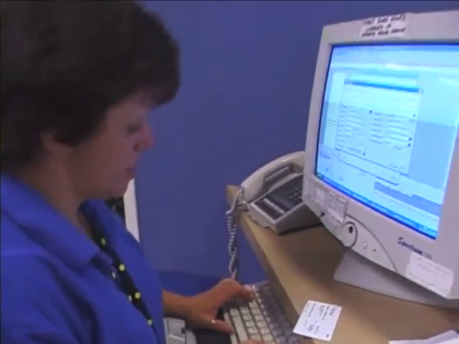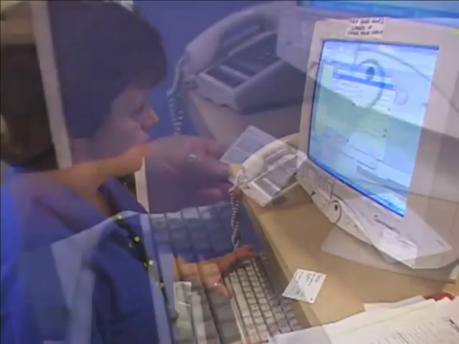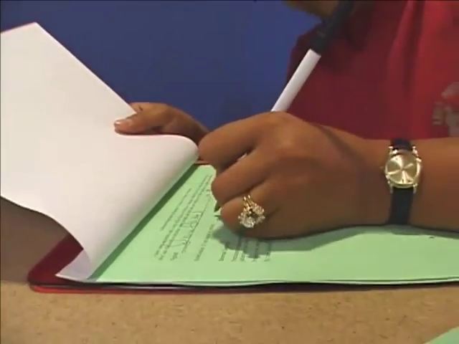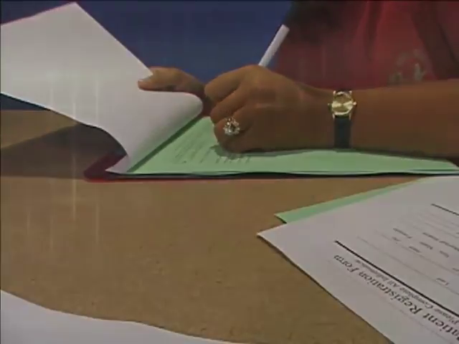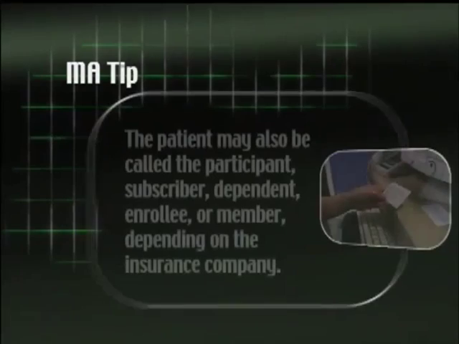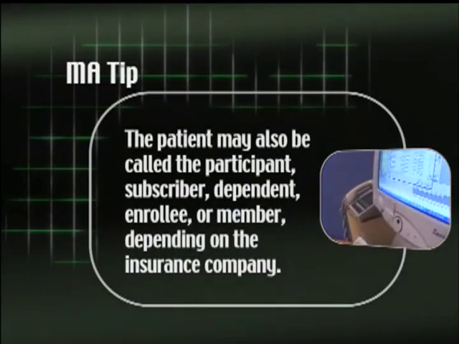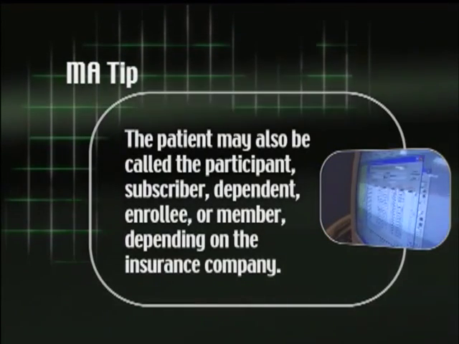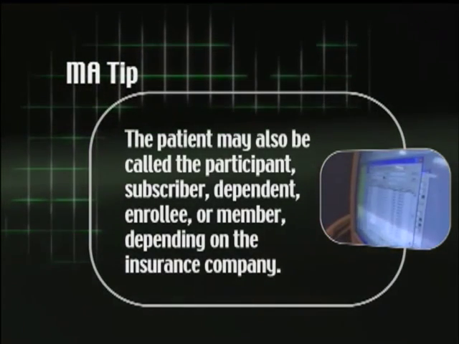Here are some terms you'll need to learn when processing insurance claims for medical benefits. A claim is generated when a patient receives a service or treatment and wishes to be reimbursed under his or her insurance policy for the charges incurred. The patient may be referred to as the beneficiary. MA tip: the patient may also be called the participant, subscriber, dependent, enrollee, or member, depending on the insurance company.